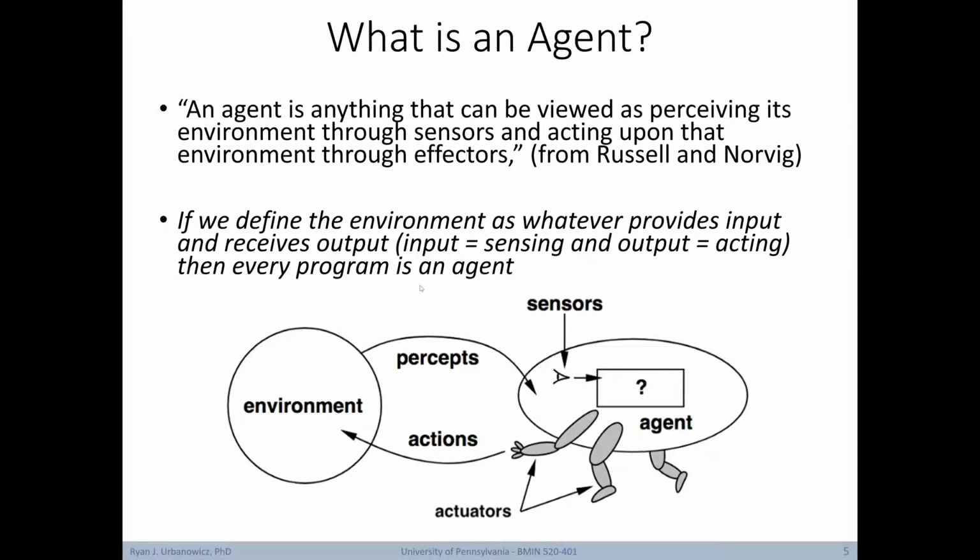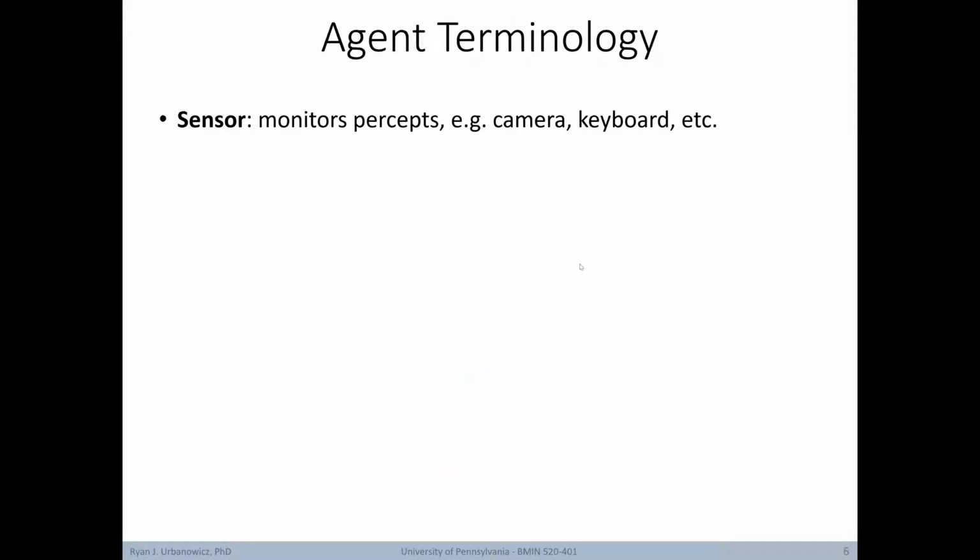If we define the environment as whatever provides input and receives output, then effectively any program can be viewed as an agent. However, more commonly, agents refer to some autonomous entity, perhaps a robot, or some other kind of autonomous decision maker tasked with a specific goal. Let's cover some other terminology regarding agents.